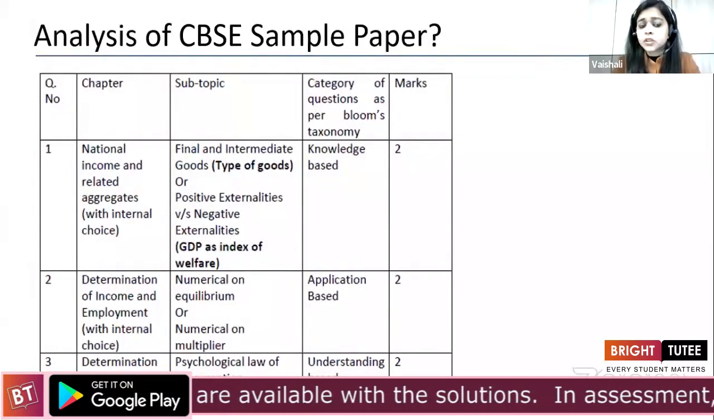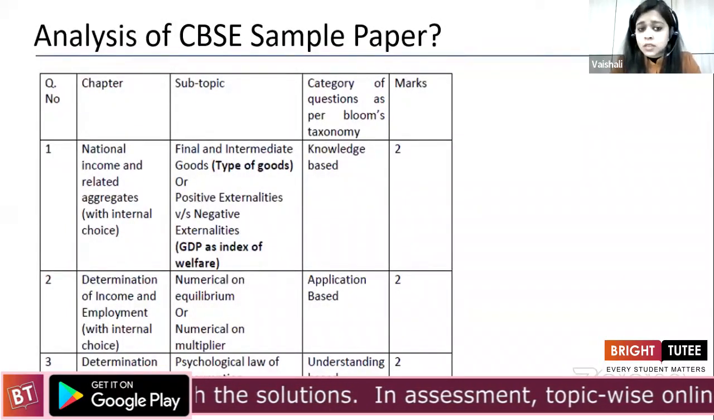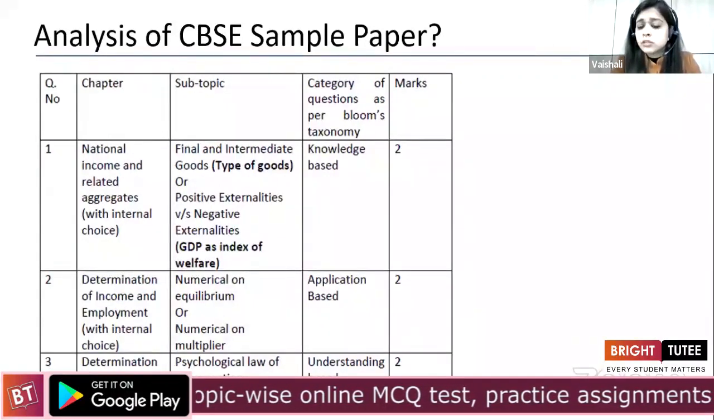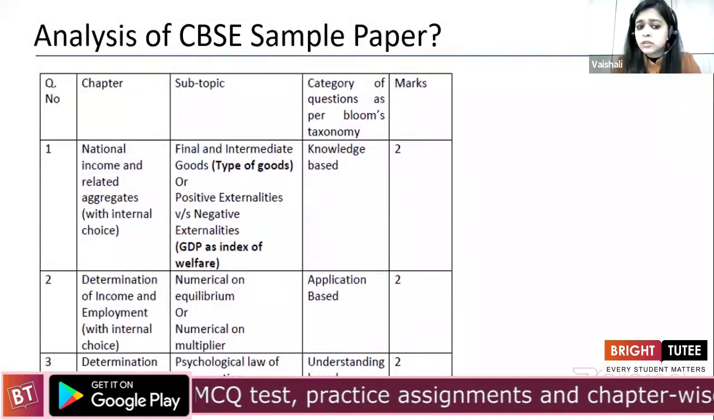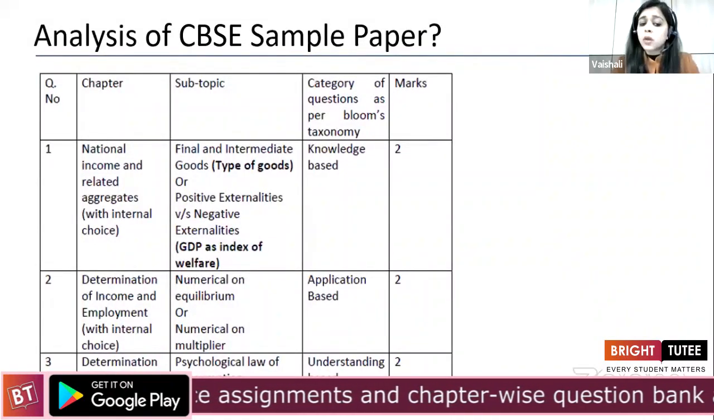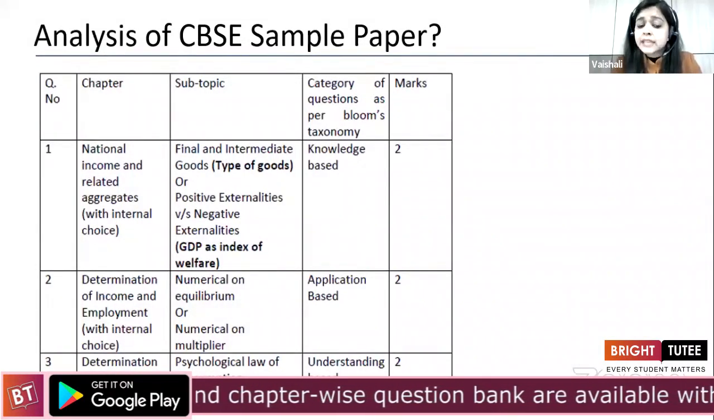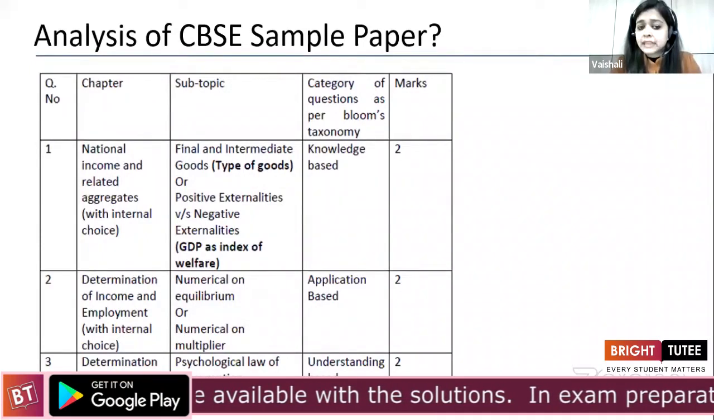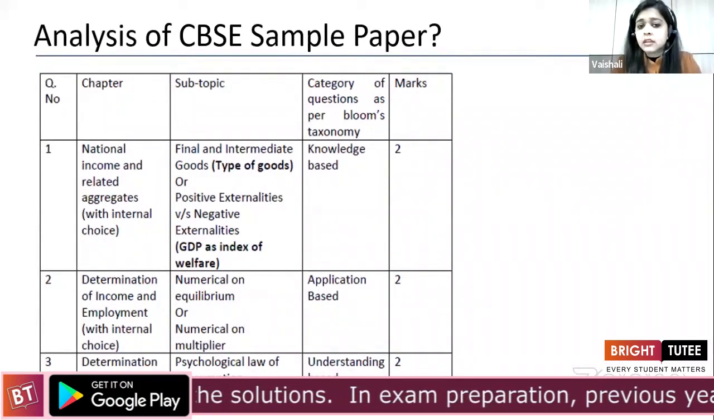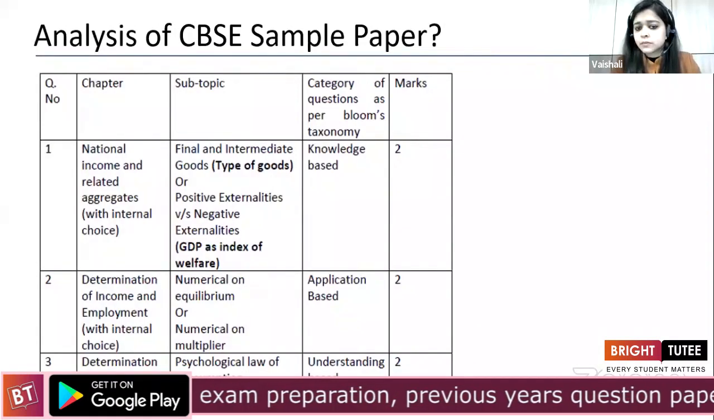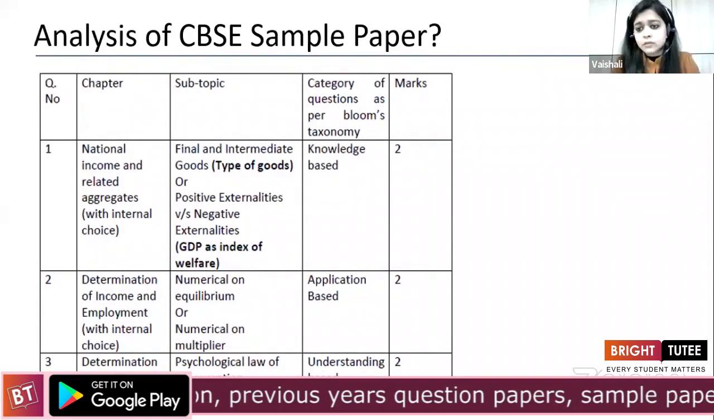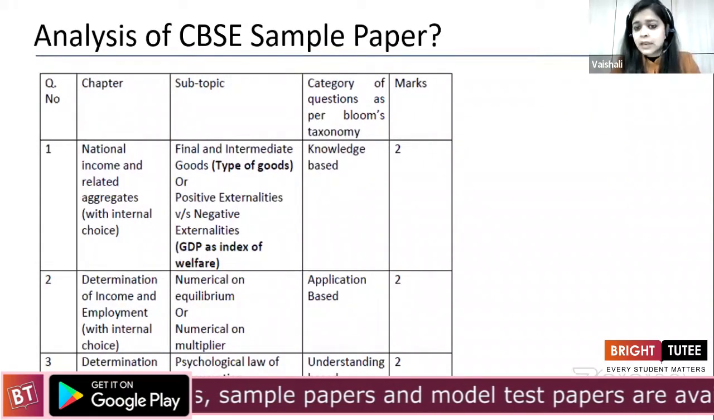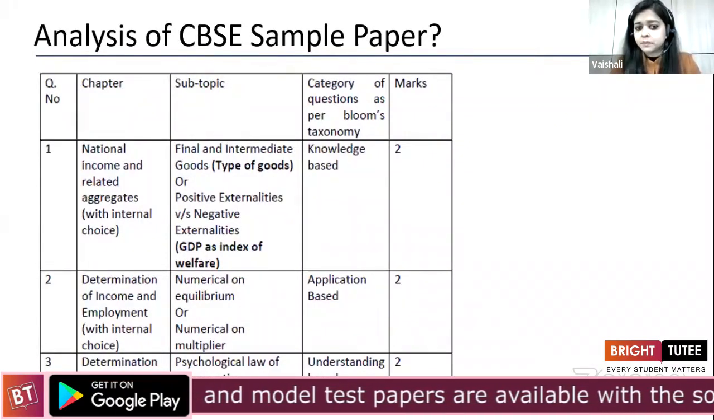So the first question was on the differentiation between final and intermediate goods. That was a question based on the topic types of goods. Then there was a question on GDP as an index of welfare, that is positive externality versus negative externality. That was a knowledge based question. This was the only knowledge based question in the whole paper. So you can see the level has risen a little.